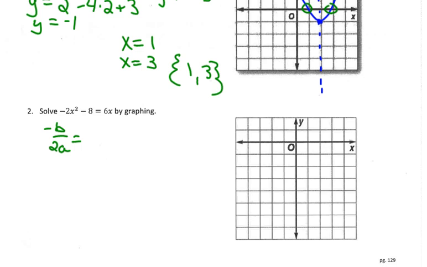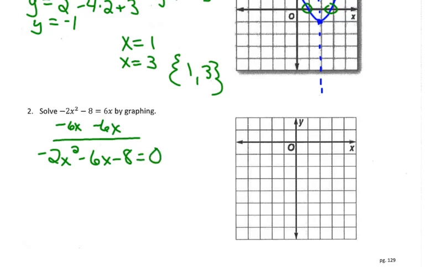One thing we need to notice though, sorry, this is not in standard form. You still need one side to either say y or 0. So I have to subtract 6x first. So we have negative 2x squared minus 6x minus 8 equals 0. So now here's your A, your B, your C.